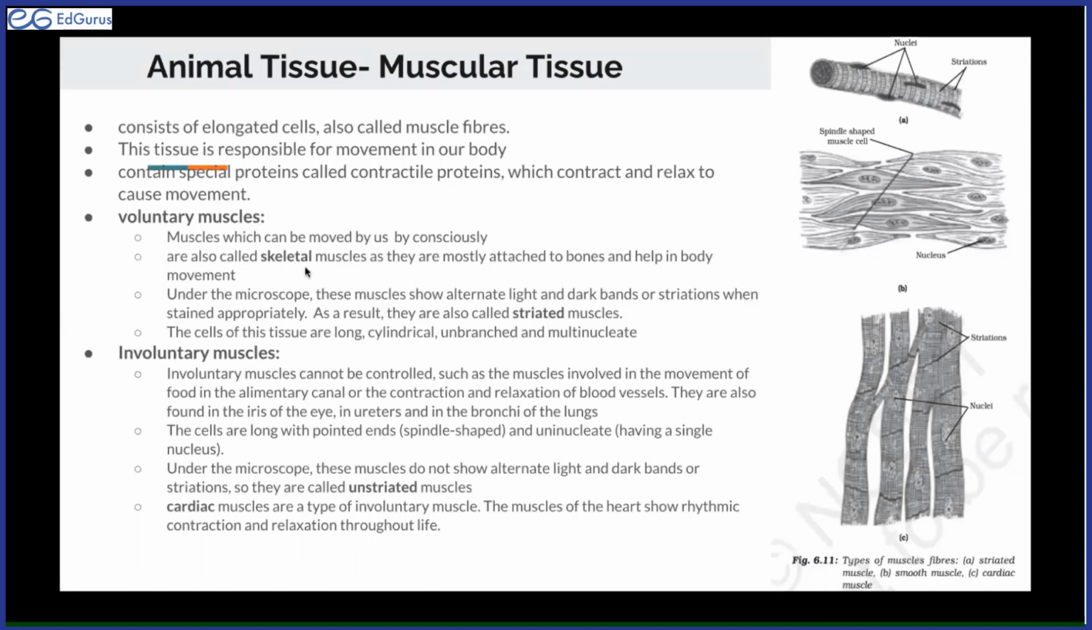Now, there are 2 different types of muscular tissues here. First is voluntary, then involuntary. So voluntary muscles are muscles which can be moved by us consciously. Now, what does this mean? Do you have any guesses what voluntary muscles would be? No, a muscle which can be moved by us consciously. So can you think of a muscle which you can move yourself? Any muscle in your body that you can move on your own, just by thinking, you can move it.